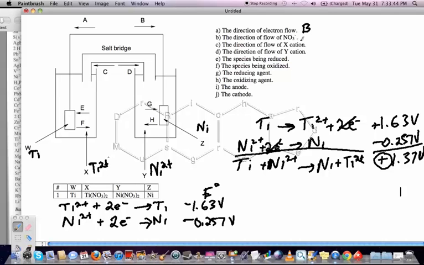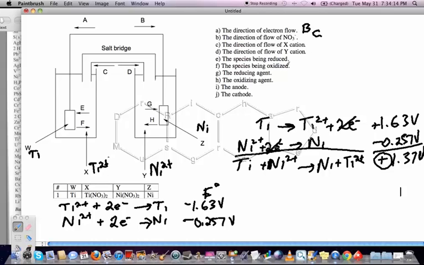Direction of flow of nitrate. Well, nitrate, let's see, we've got nickel 2+ turning into nickel, so the nitrates aren't needed on the nickel side anymore, and we've got titanium turning into titanium 2+, so the nitrates are definitely needed over there. So we're going to flow that through direction C. Alright, so that's where nitrate's flowing.